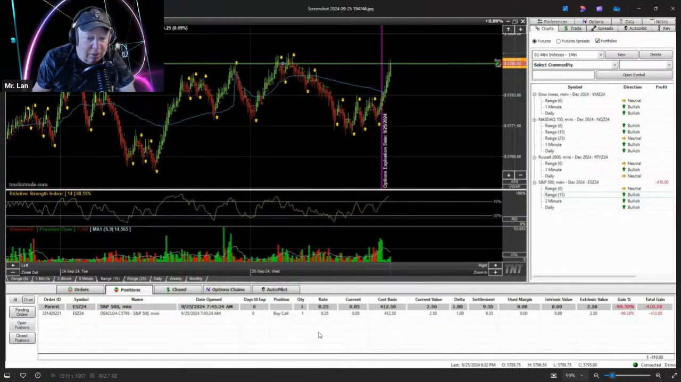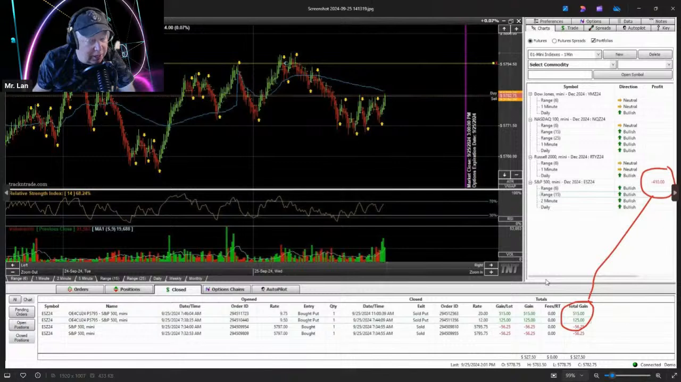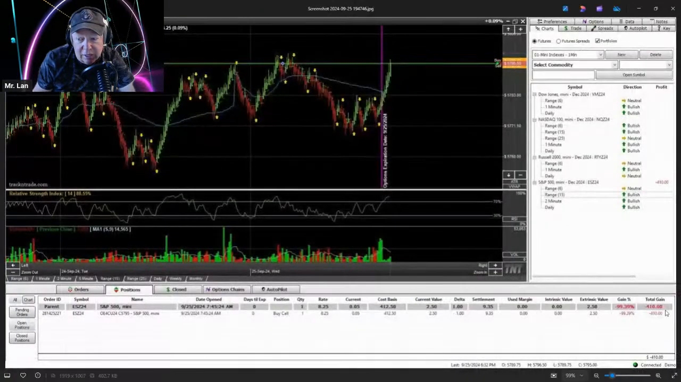So we made on the one hand, which is what the strategy was meant to do, right? I mean, it was meant to be a break-even strategy if it didn't make profit. So it paid for itself, $515, and then it lost $410. So overall, we made $100. All right, plus the other $100 that we made. So we made $200 and something yesterday trading options.